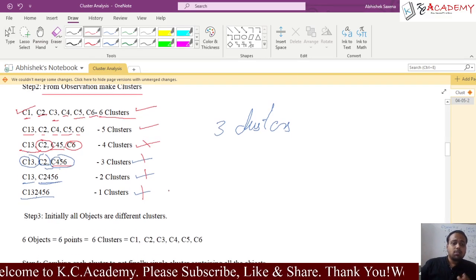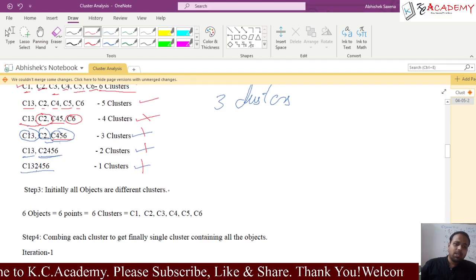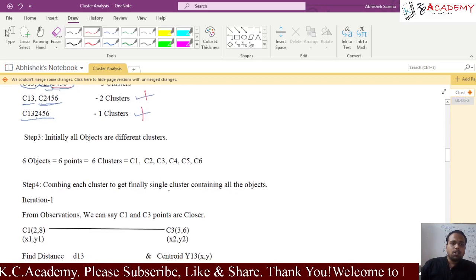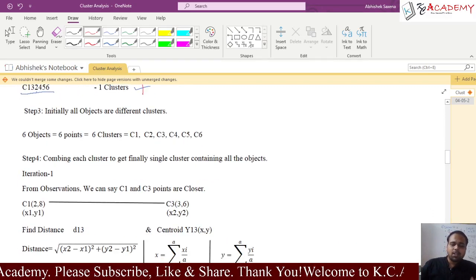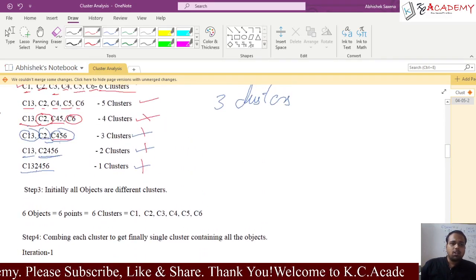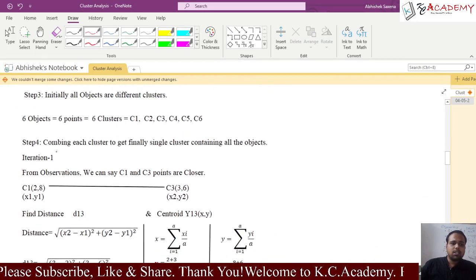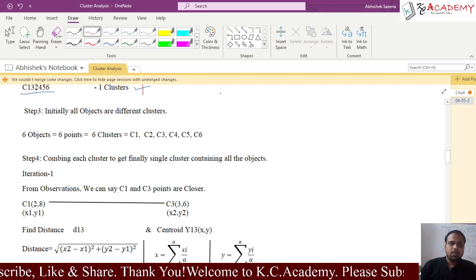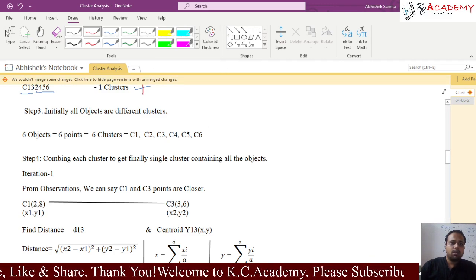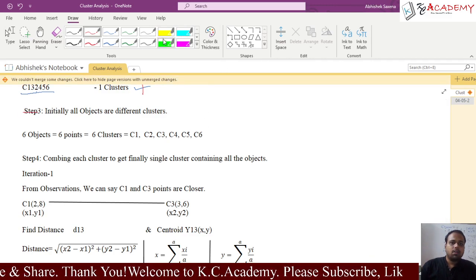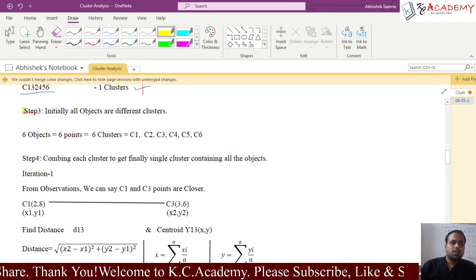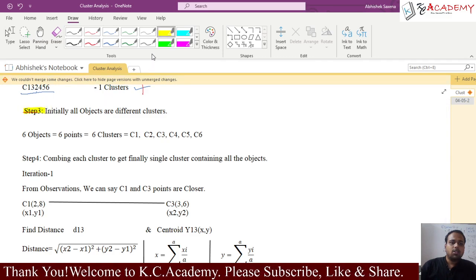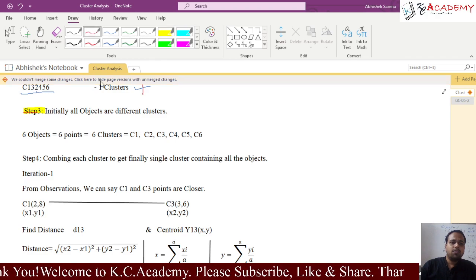Okay, so next one, what you will do while combining the data. The third step is, initially all objects are different clusters. Like here initially all the clusters are different, so same thing. Step 1 I will just highlight a little bit. Step 3, what is step 3? Initially all objects are different clusters.